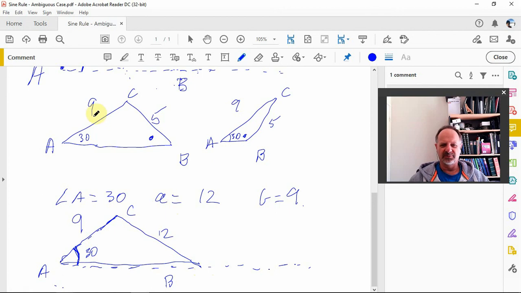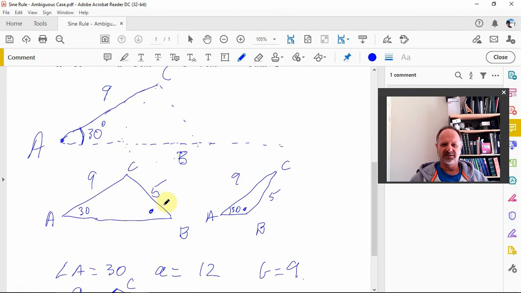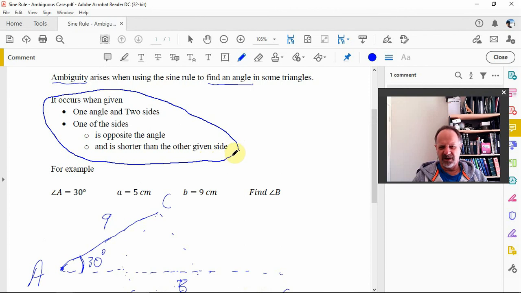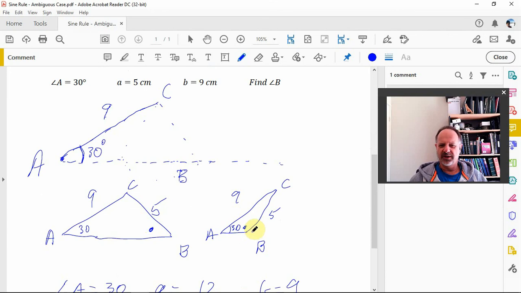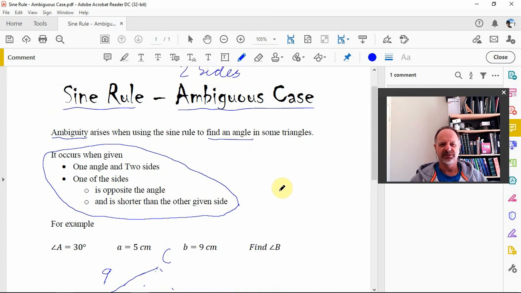So up the top here, when I said that the side opposite the angle given has got to be shorter than this other one, that's how you would determine it. These are the things that we're looking at. I haven't actually solved the triangle there, or how you actually get these two angles and how big they are. There are plenty of videos out there about how you can do that. This is really just talking about how you would identify whether the ambiguous case is occurring or whether it's not.